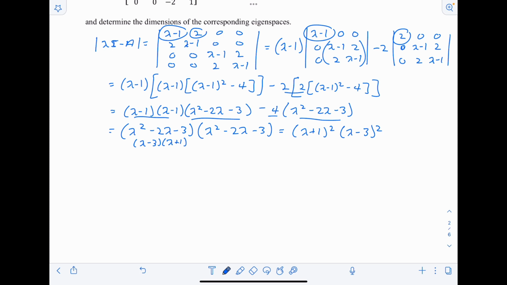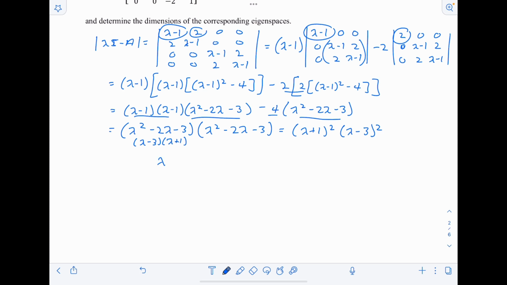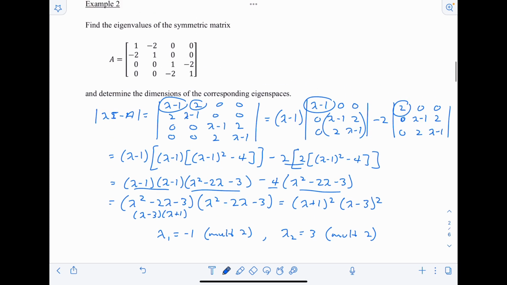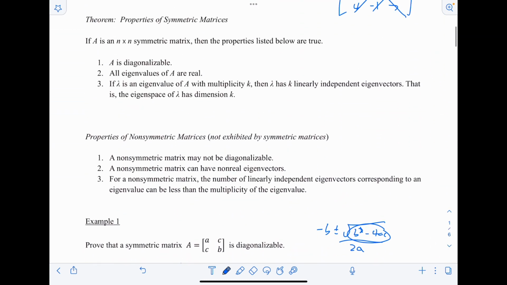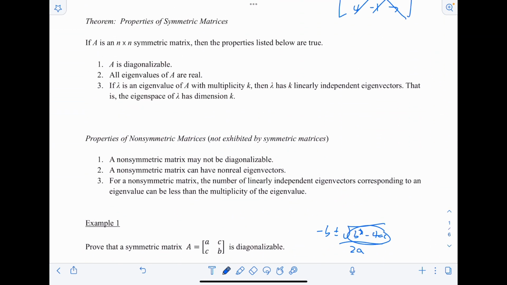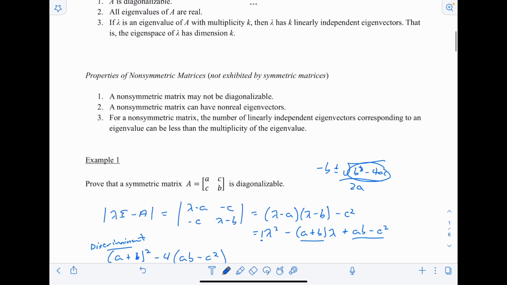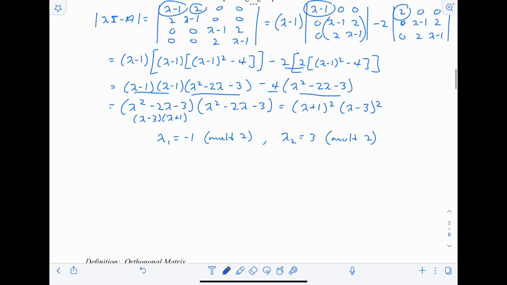And what that tells us then is we have 2 unique eigenvalues. We've got one, which is negative 1, has multiplicity 2. And then we've got another one that is equal to 3, also with multiplicity 2. So again, kind of going back, if an eigenvalue of A has multiplicity k, then the eigenspace has the same dimension. So in this case, we have multiplicity of 2. So both of these have dimension 2.